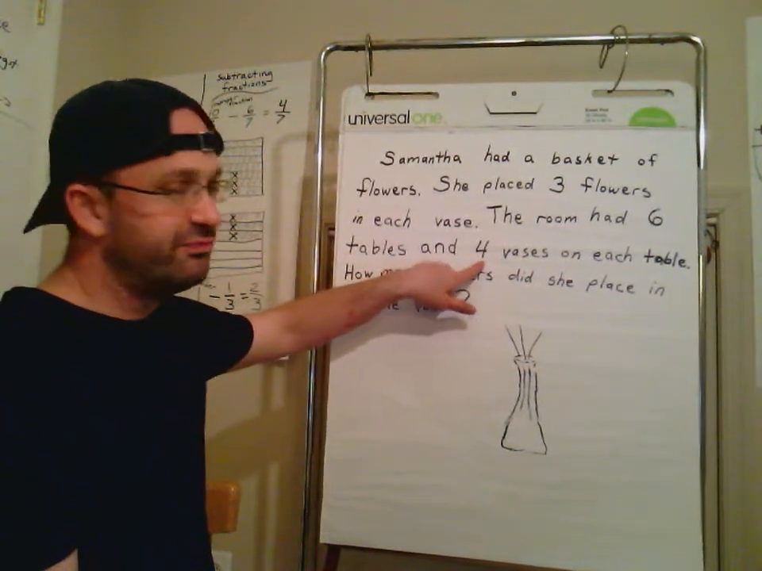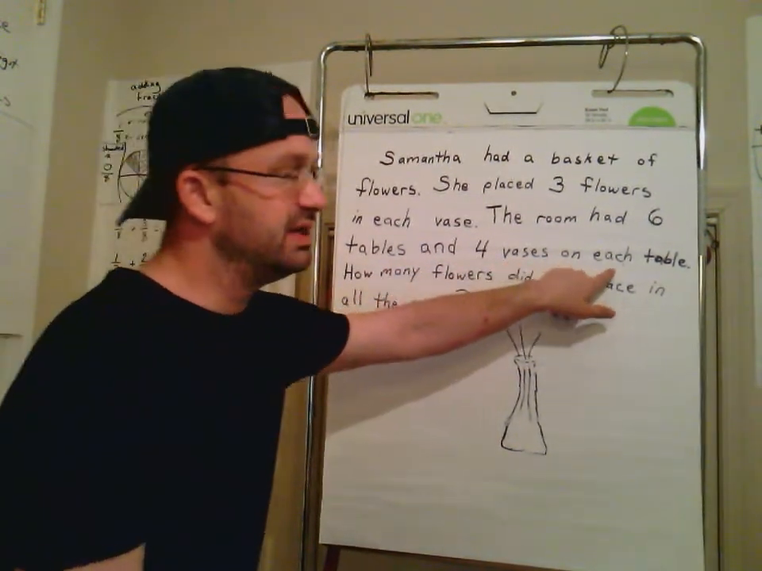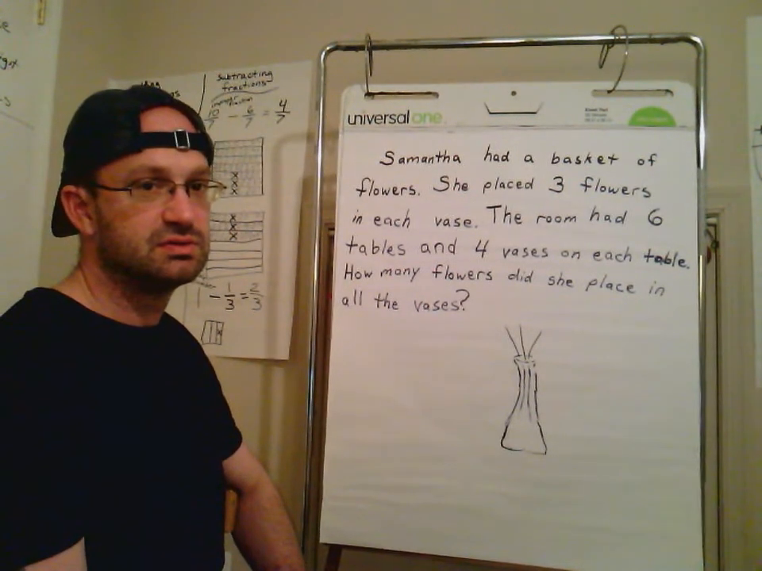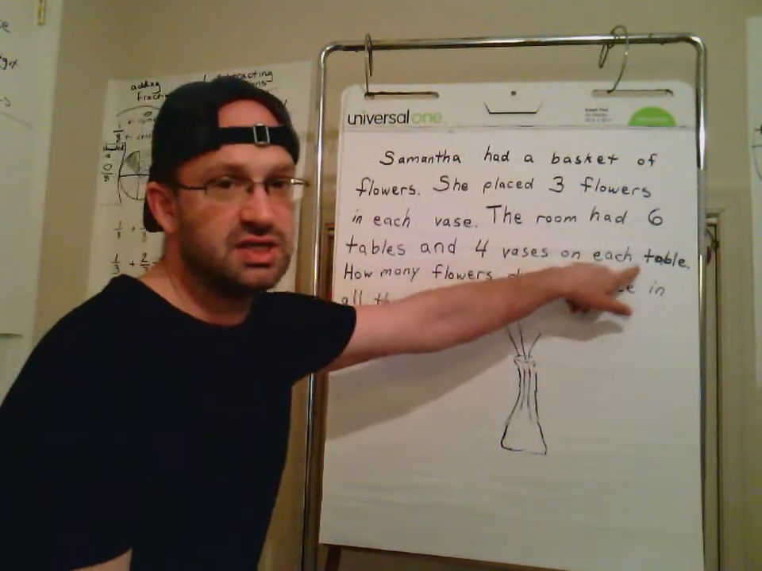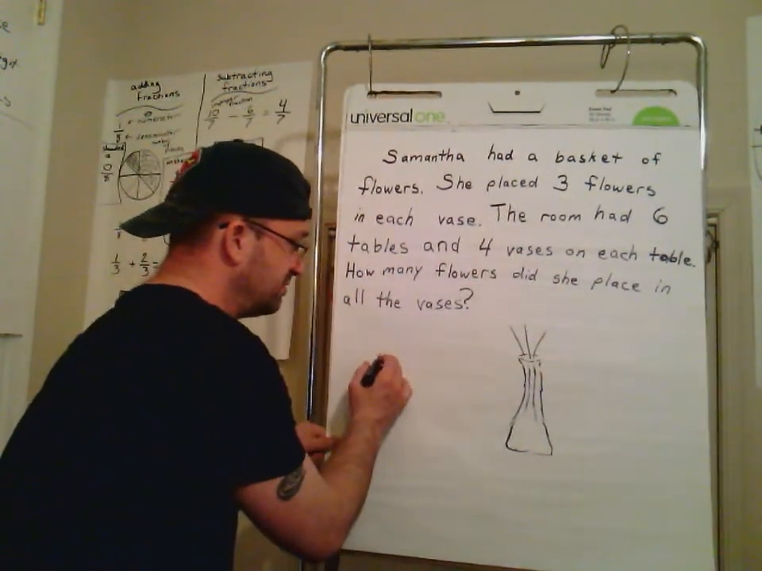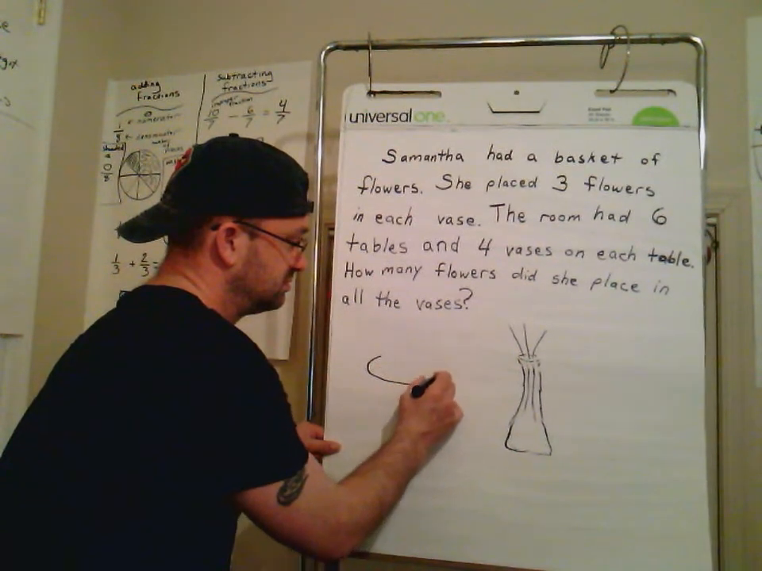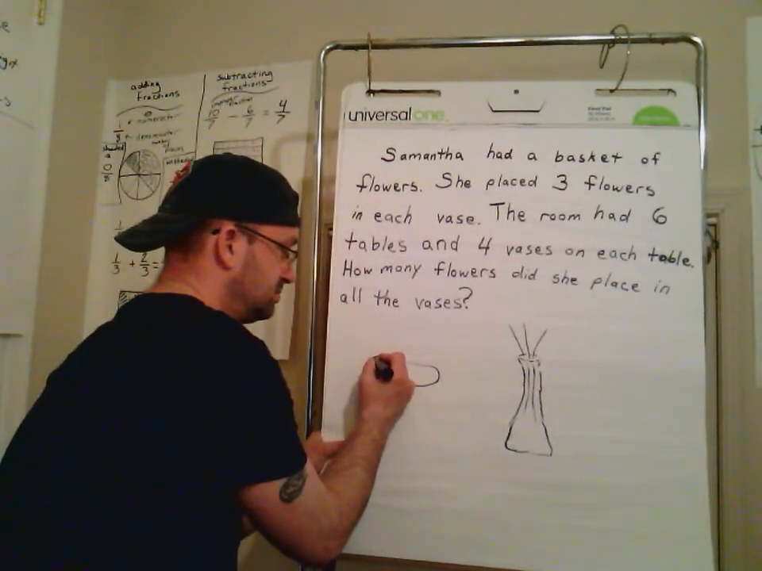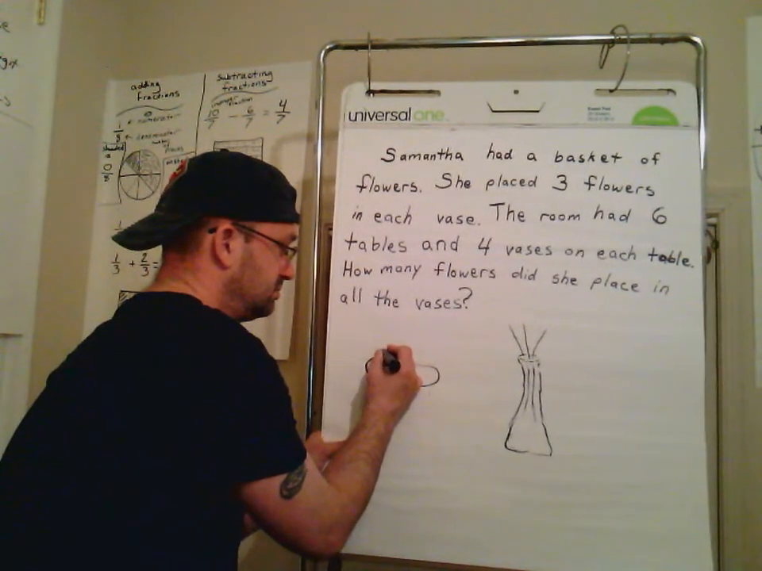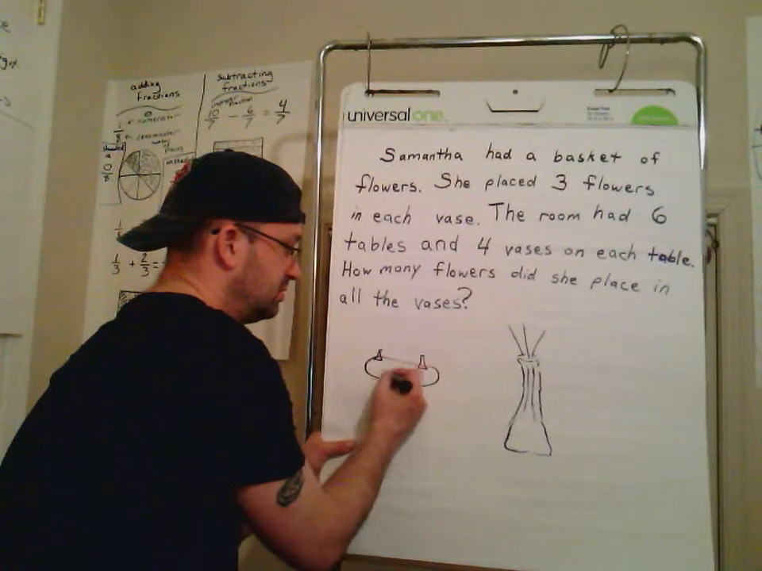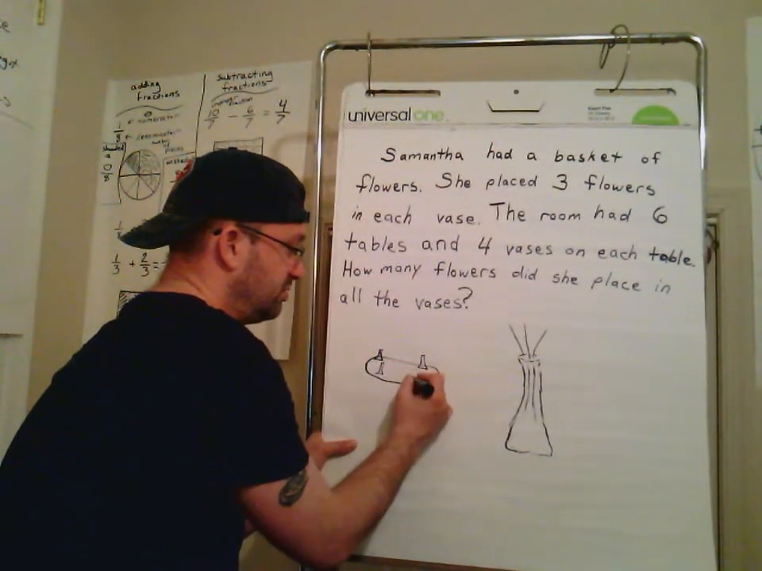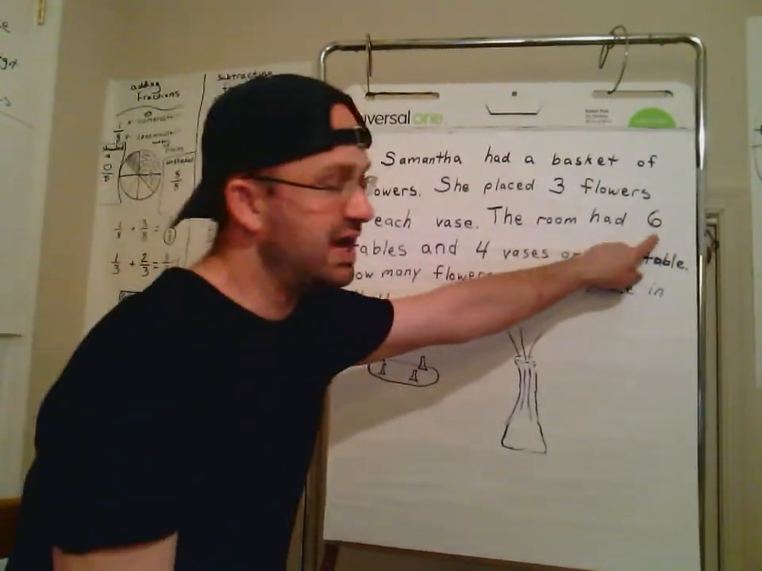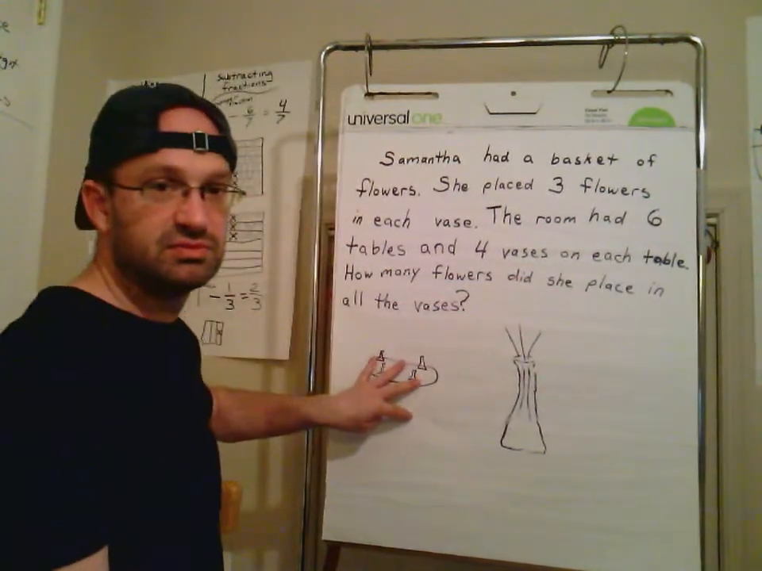And 4 vases on each table. What does that mean? 4 vases on each table. So over here, if I have 1 table, how many vases would be on this 1 table? 1, 2, 3, 4. So that's 1 table. How many tables do they have? They have 6 of them.